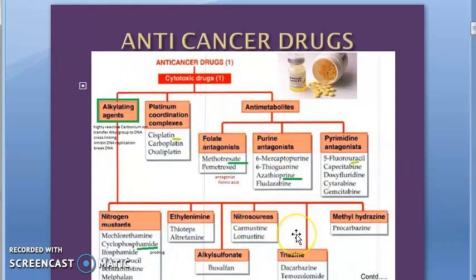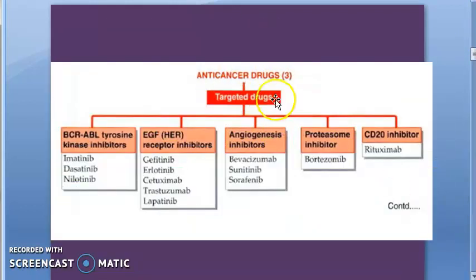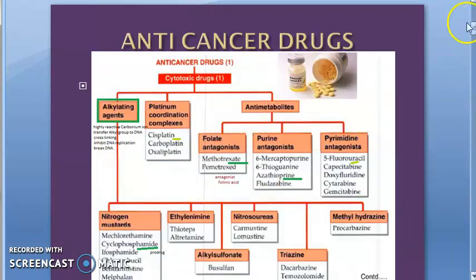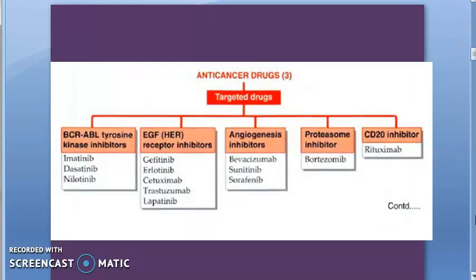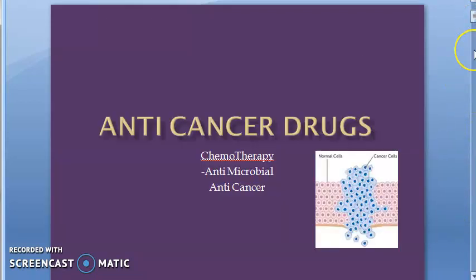Now looking at the classification, guys. In classification, you will see 4 such charts. The first two refer to cytotoxic drugs. Then you have targeted drugs for anti-cancer therapy. Then you have hormonal drugs. So 4 things. Just try to recollect: cytotoxic drugs, then targeted drugs, then hormonal drugs. You should know the important ones in these.